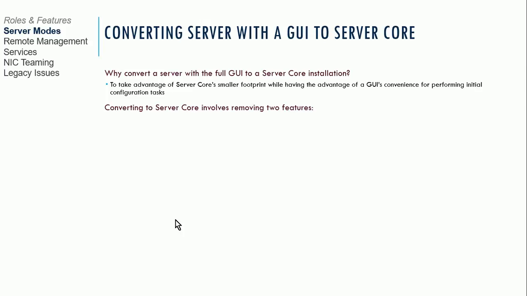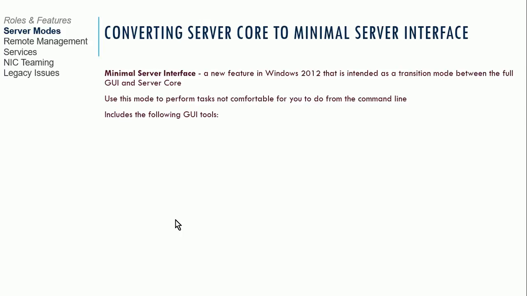So converting to server core involves removing two features. You'll remove the graphical management tools and infrastructure and the server graphical shell. If you remove those tools, you will no longer have the graphical user interface, and you'll be essentially running as server core. So you'll be losing all of those graphical user interface components, which you actually really don't need, as we talked about before.